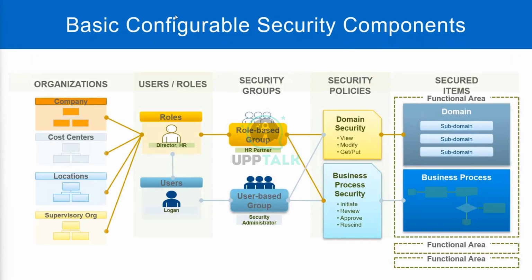Now, what do we have to do? We have done this part. We have created the role. Yes, we have created a security group. Yes, we have given the security policy certain permissions to the secured items. We have done all of that. Now what is left? We have to now assign it to the organization. We have created the role, we have created the security group, we have given the permissions to the domains and subdomains. Now we have to assign it to somebody. I should not say somebody. We should say some position.